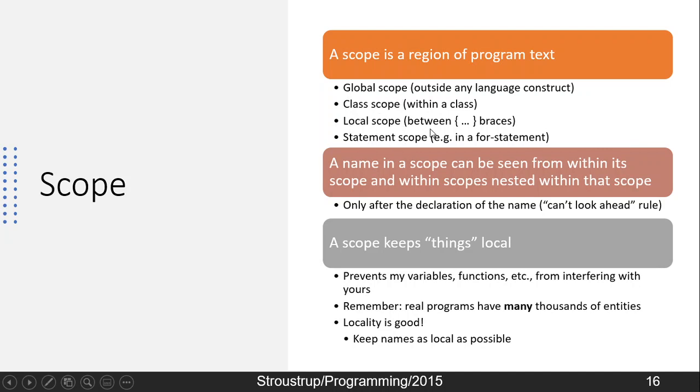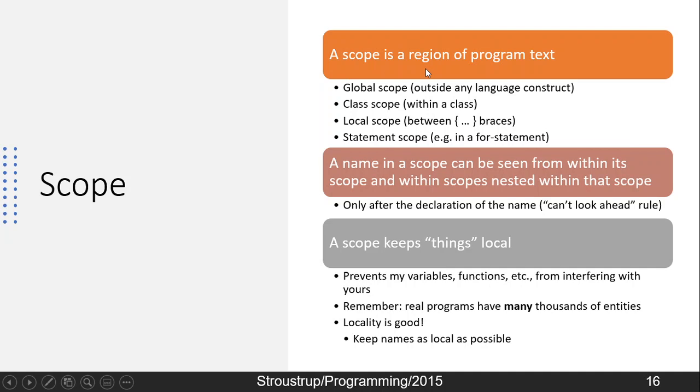Local scope means that the variable can be seen between a pair of curly braces. Okay. So whenever we say scope, it has something to do with your ability to see a variable. Of course, you can see all the variables, but can your compiler see that variable? So that has to do with scope.